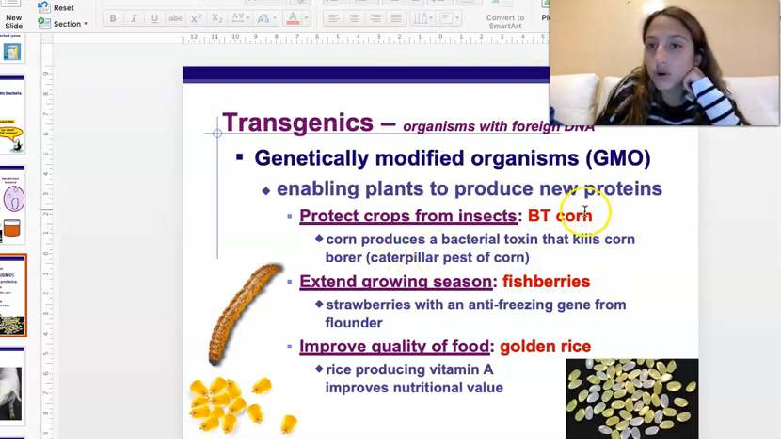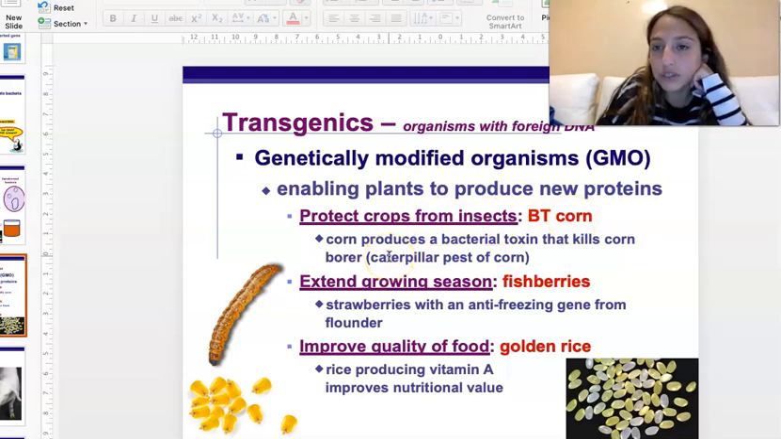So this corn is constantly affected by these caterpillar pests. So what can we do? We genetically modify it so that it has integrated in its DNA a gene that will code for a toxin so that the pest cannot survive.